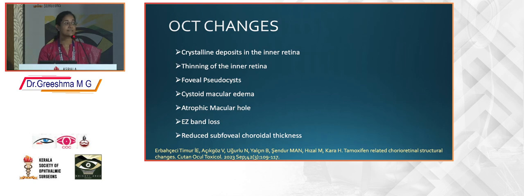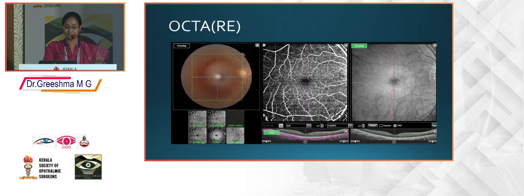So the OCT changes expected in a crystalline retinopathy are crystalline deposits, which can actually occur in any layer of the retina, but in tamoxifen retinopathy it occurs in the inner layer. Thinning of the inner retina, foveal pseudocyst, cystoid macular edema, atrophic macular hole, ellipsoid band loss, and in the later, very advanced stages, there can be reduced subfoveal choroidal thickness.